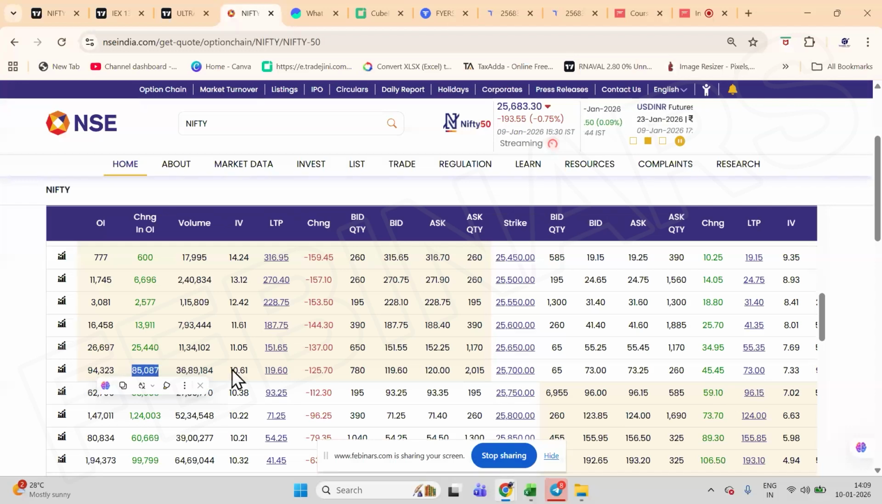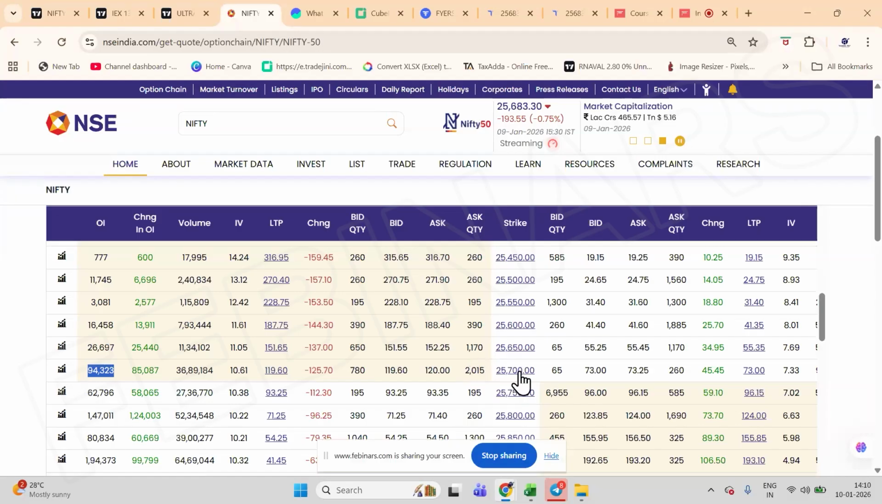This is how it is. I will explain it in a simple way. Change in open interest is the change what has happened today. Open interest is the current number of lots outstanding in the strike price. This is what we call it as current market price. Underlying price is 25,683 for the Nifty. What is the strike price? Nearest is 25,700.